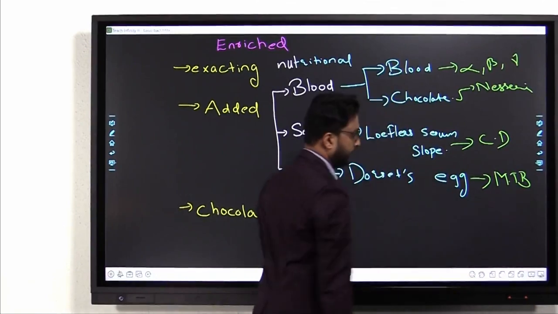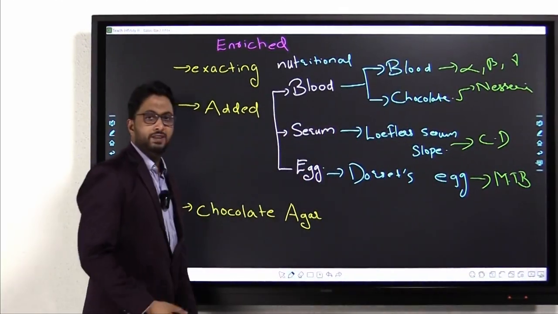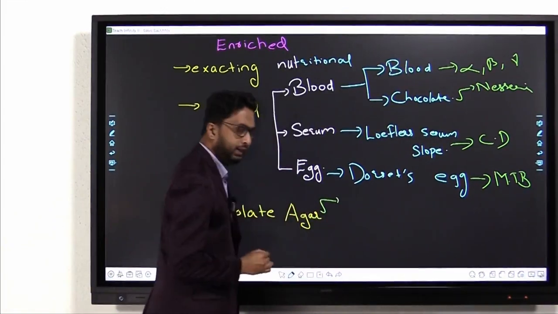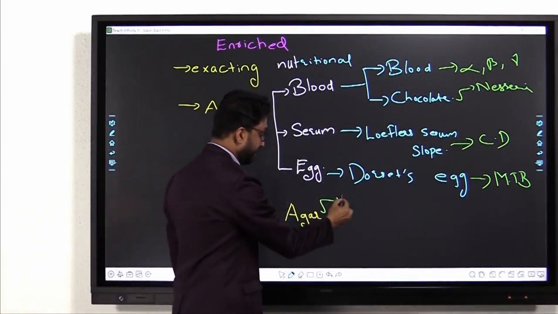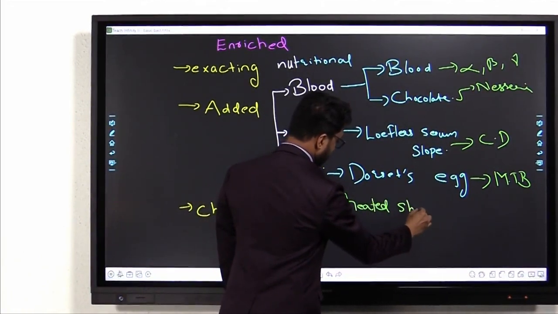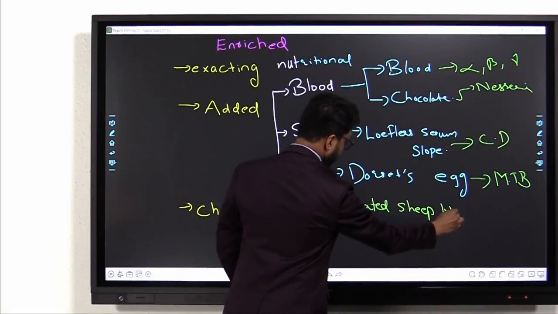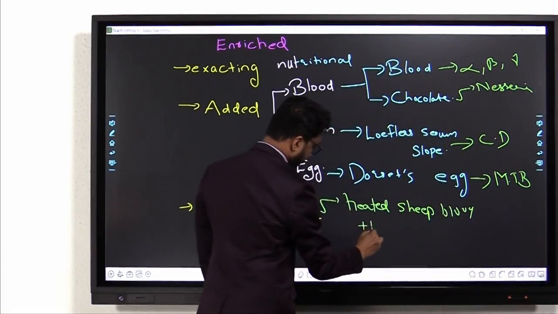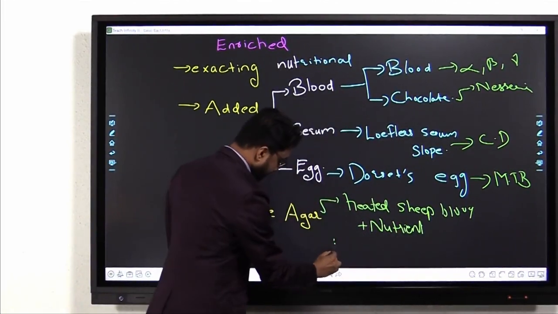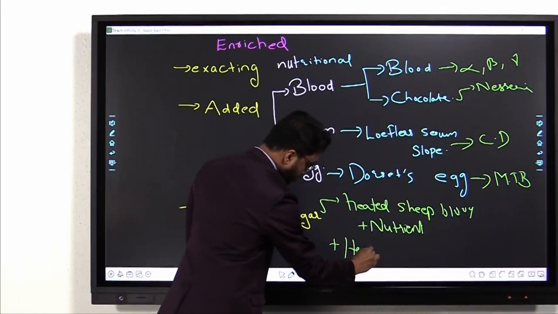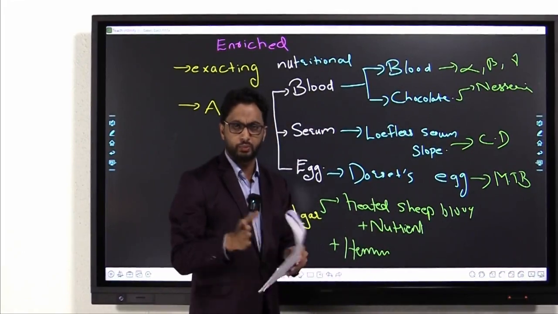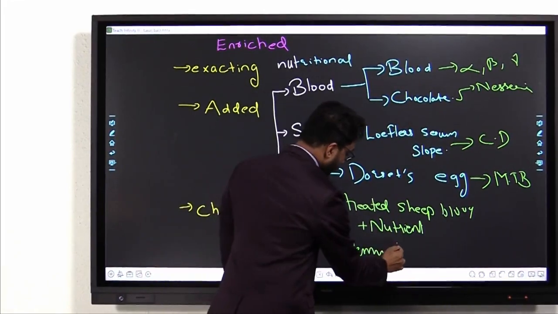Okay, Mycobacterium tuberculosis. Now, what is basically chocolate agar? Just know the composition. It is heated sheep blood. Okay, sheep blood. Then definitely nutrient agar, which is a simple media, plus hemin. Okay, hemin. Hemin means it's a part of heme. You are heating it, you are separating the hemin there. So it's called X factor.